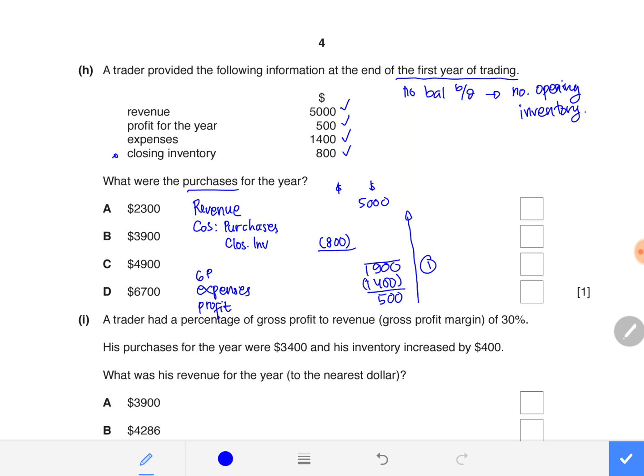Then go up. If your revenue is 5,000 and your gross profit is 1,900, how much is your cost of sales? It's 3,100. Next, if your cost of sales is 3,100 and your closing inventory is 800, how much are your purchases? It's 3,900, which comes from 3,100 plus 800. So your answer is B. This is your answer.